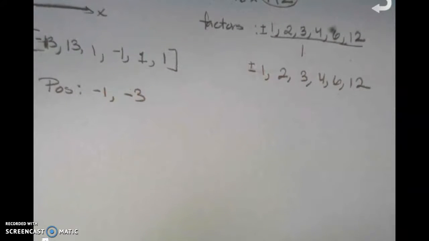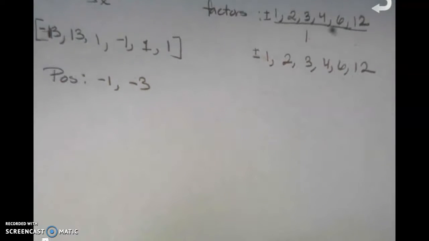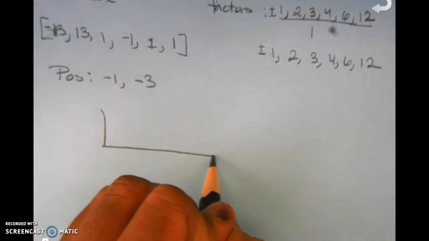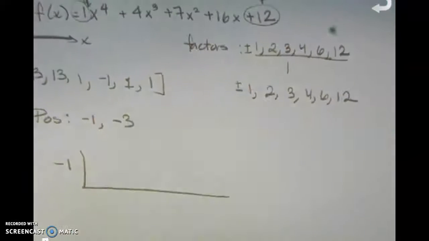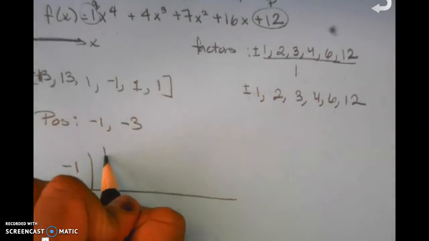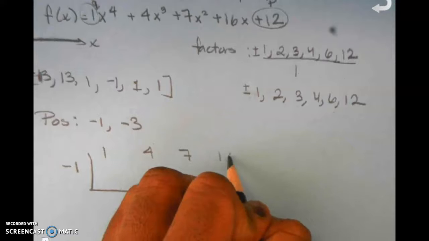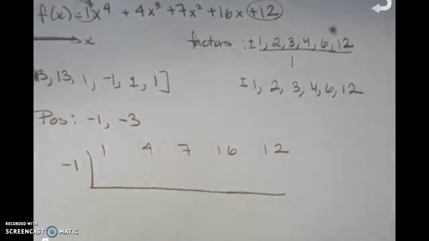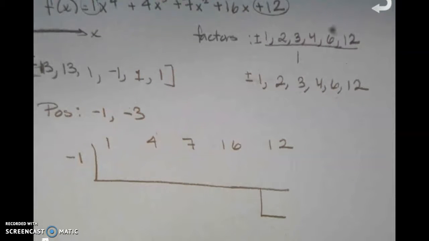using synthetic substitution. I'm going to show you a nice little trick here as well for that. So synthetic, it does not matter whatsoever which one you pick first. I'm going to use my coefficients from the original problem, which were 1, 4, 7, 16, and 12. If this is a 0, then when I do it, this last number should be a 0. Should be. Let's hope that it is.